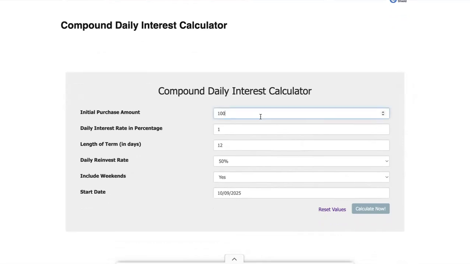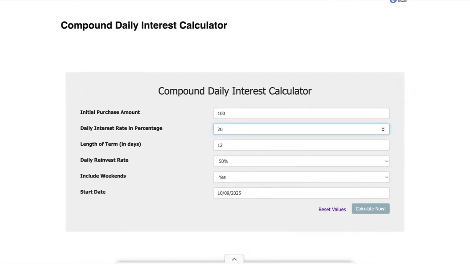So now, let's say you are going to start a challenge. You're doing the VIX challenge or a Forex challenge, it doesn't matter. Let's say you're going to be starting with 100 US dollars. You're going to put it right there. Daily interest rate in percentage, we're aiming to make 20% out of the market. Now, it depends on what you're trading.